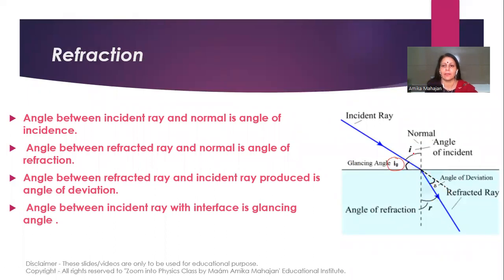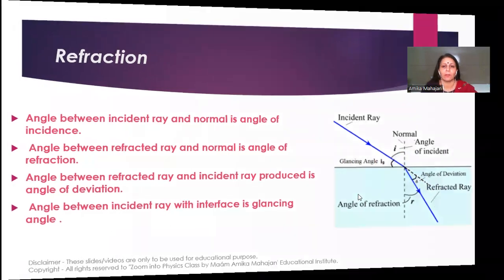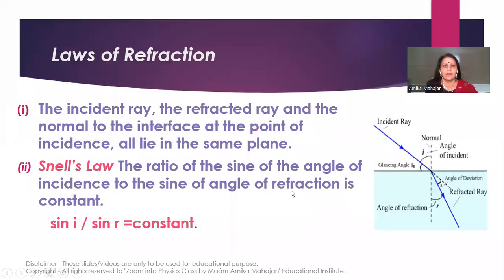So what is the angle of incidence? The angle between the incident ray and the normal. Angle of refraction: the angle between the refracted ray and the normal. Glancing angle: the angle between the incident ray and the interface. And angle of deviation: the angle between the refracted ray and the incident ray produced in the second medium. So you have to keep in mind all these things to understand refraction. Now we will come to the laws of refraction.